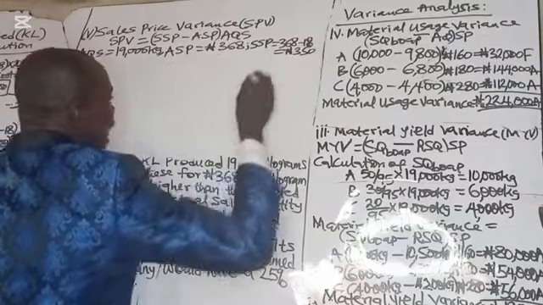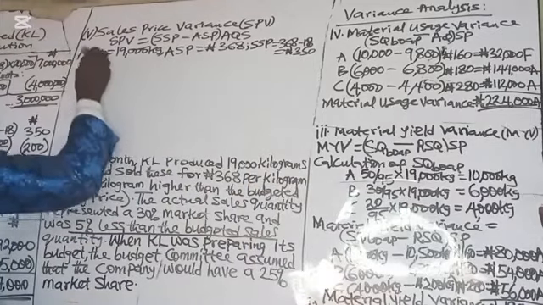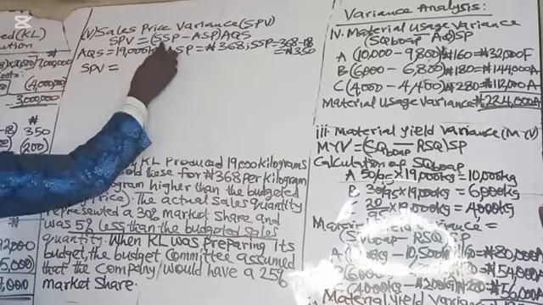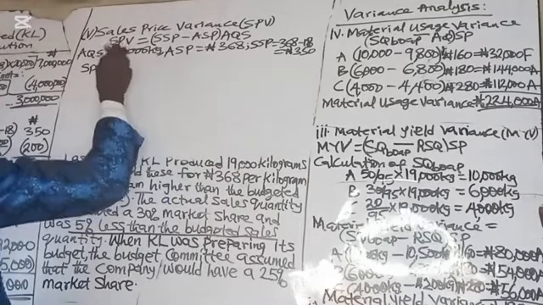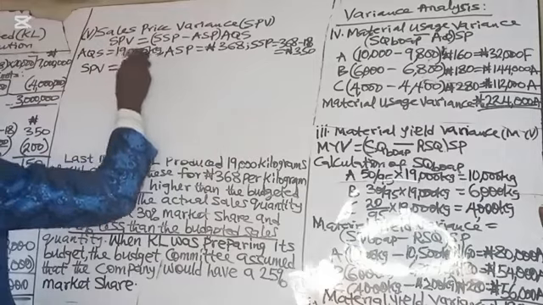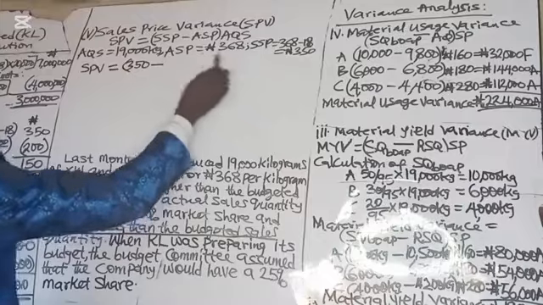Now, let's substitute into the formula. Therefore, sales price variance is equal to standard selling price, and that is 350, minus actual selling price, which is 368.